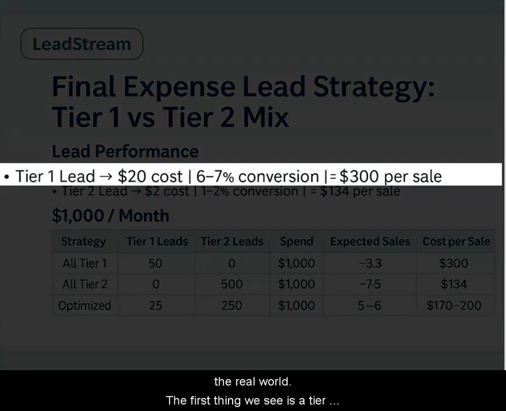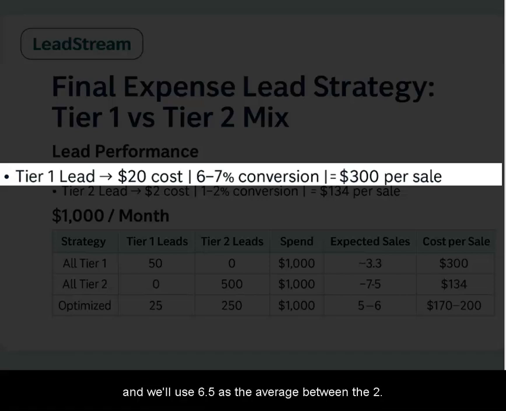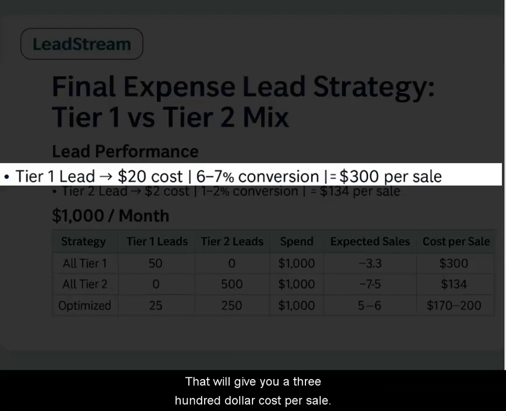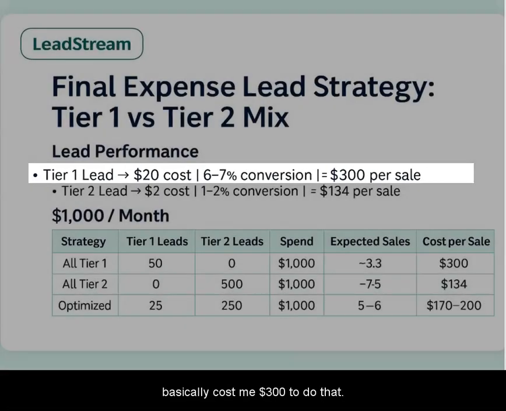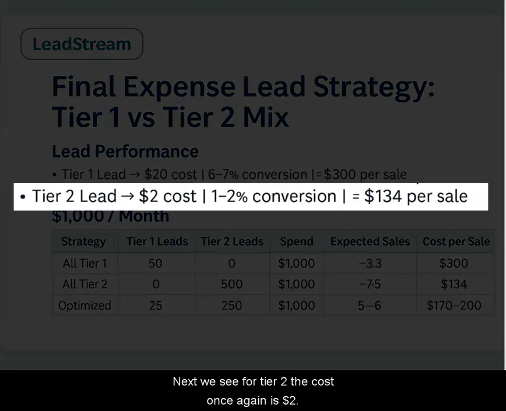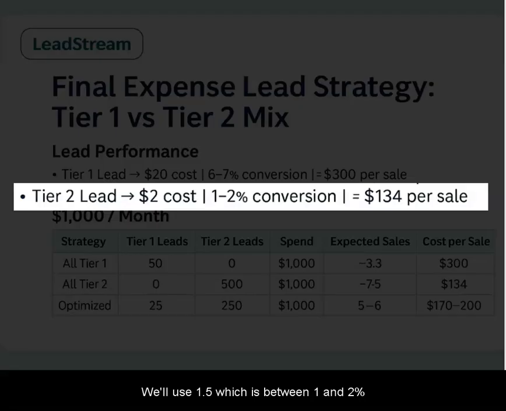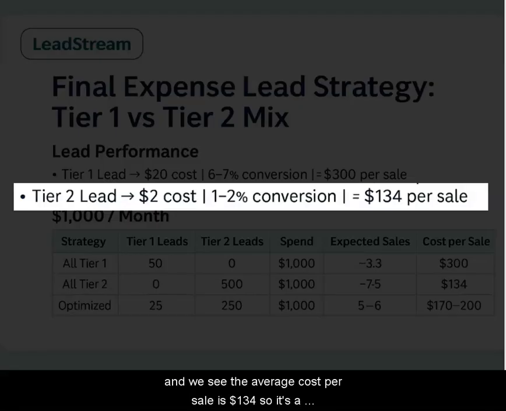The first thing we see is a Tier 1 lead, once again at $20 per lead, and a 6 to 7% conversion rate, and we'll use 6.5 as the average in between the two. That will give you a $300 cost per sale. So what that means is, for every application I write, it basically costs me $300 to do that. Next, we see for Tier 2, the cost once again is $2. We'll use 1.5, which is between 1 and 2%, and we see the average cost per sale is $134. So it's a much better cost per sale on that.